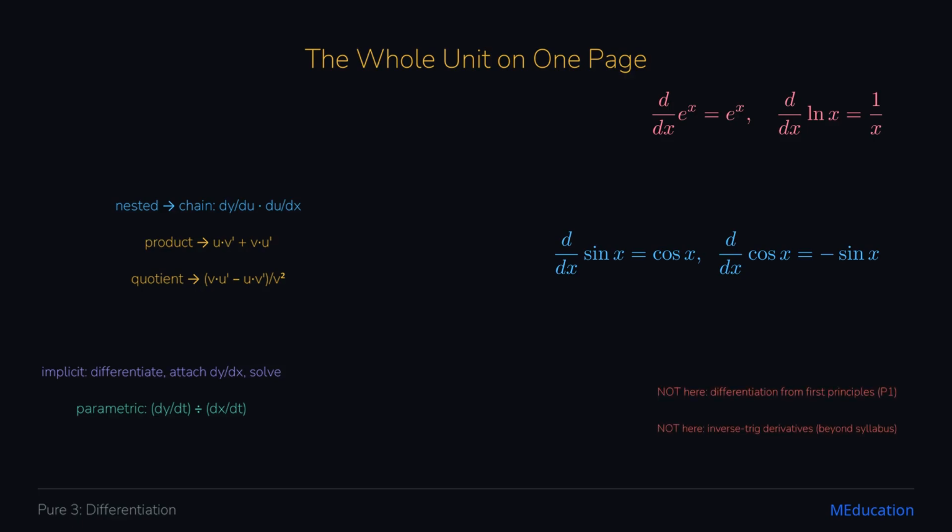And the unifying truth bottom left, implicit and parametric, are just the chain rule in disguise, because derivatives multiply and divide like fractions. And the boundary fence so you do not over-revise. You are not asked for differentiation from first principles here. That was Pure 1's job. And the inverse trig derivatives, the really exotic ones, are beyond the syllabus. 3 rules, a handful of standard results, 1 fraction idea, that is the whole game.